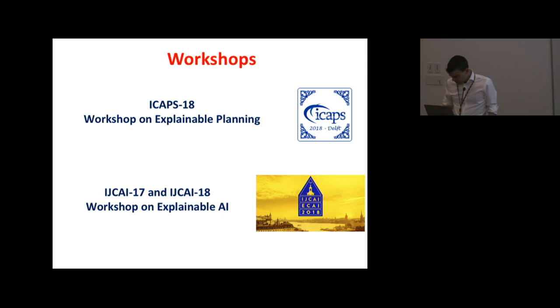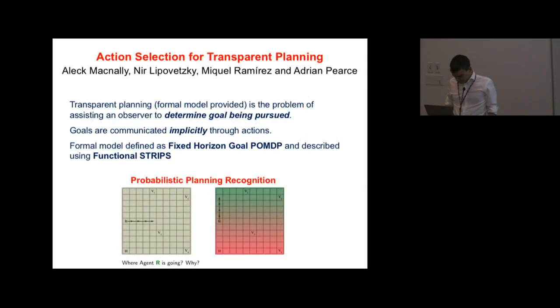A brief overview, five minutes, and then I'm finished, on what the community has been doing since we started talking about explainable planning. This work from our friends in Australia focuses on action selection for transparent planning. Transparent planning, in a nutshell, is the situation when you want someone who is observing a plan to know what the goals are, so to be transparent in terms of the goals your agent or your robot is achieving.